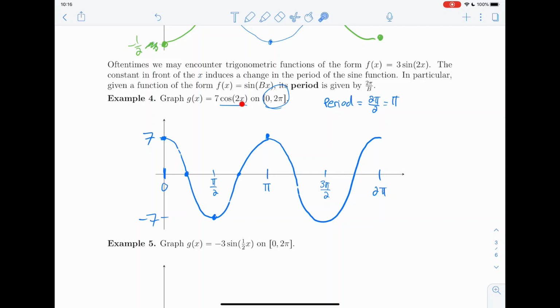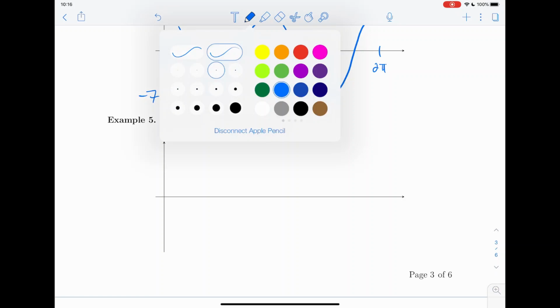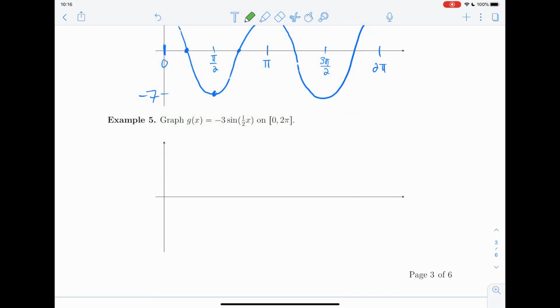So if we multiply by 2 on the inside, it forces our period to get smaller, and so we see more of these sine or cosine waves. If instead we divide by 2 on the inside, that's going to have an opposite effect. So let's take a look at what happens here. We're going to draw this one in green. So here the period that we're looking at is still going to be 2 pi over the b value, which in this case is a 1/2.